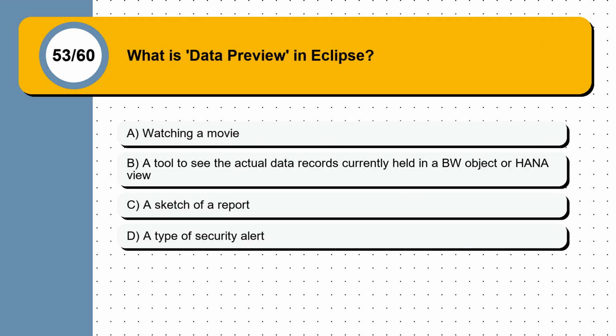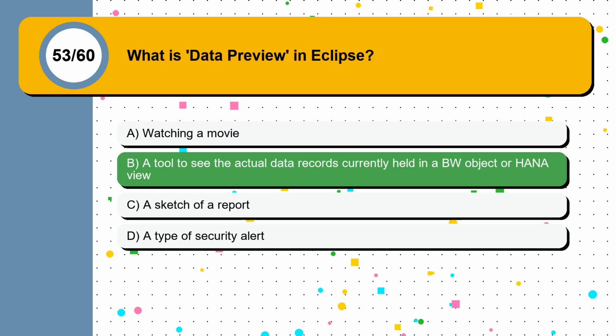Question 53. What is data preview in Eclipse? Option A, watching a movie. Option B, a tool to see the actual data records currently held in a BW object or HANA view. Option C, a sketch of a report. Option D, a type of security alert.